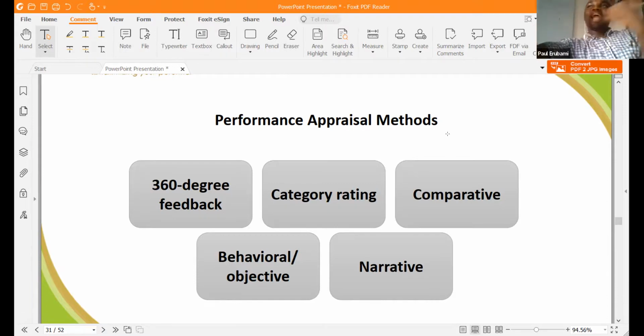What are the people around you, your peers, saying about you? What are your boss and your guys saying about you? What are your subordinates saying about you, right? It gives you a kind of complete picture of who you are as a person.